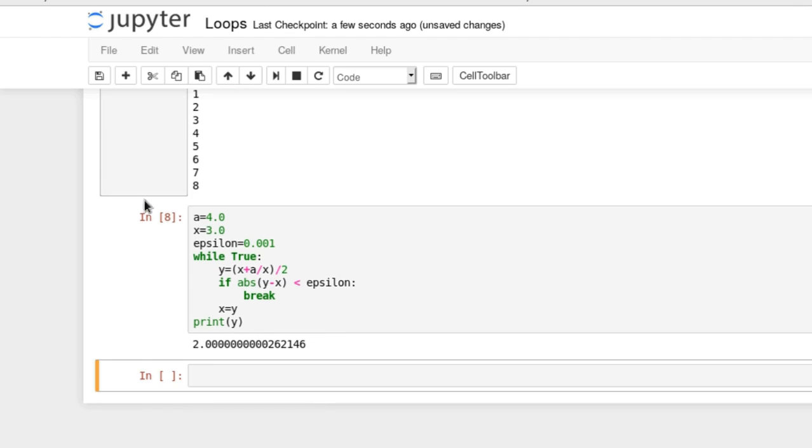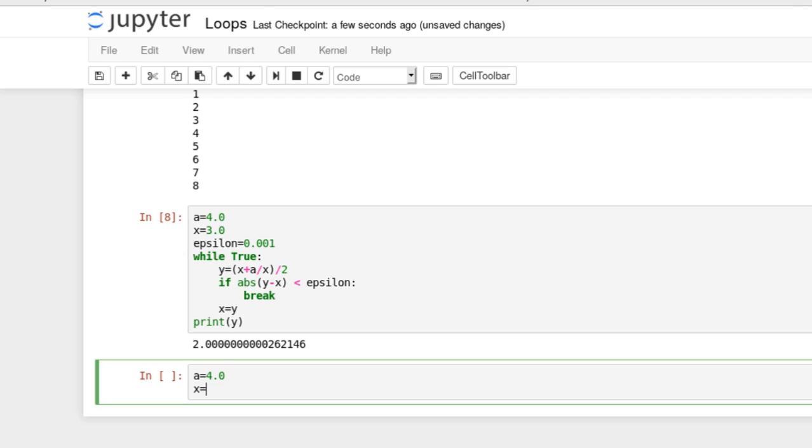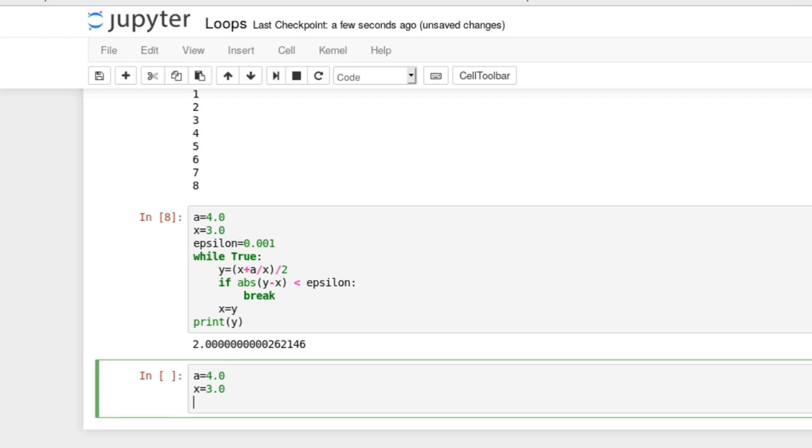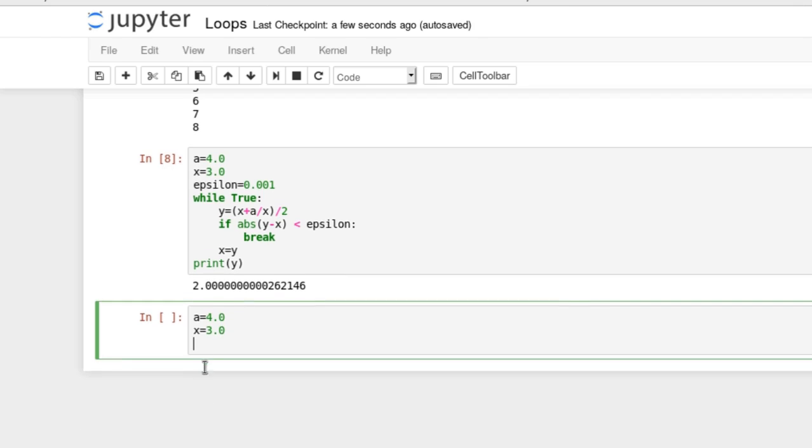So, next we will see how to write something like this using a for loop. Again, a equal to 4, x equal to 3, which is our estimate. Assume that, instead of breaking from this loop, you need to run this for some 10, 100 or 1000 steps and exit. So, in that case you can write for i in range 0 to maybe 100. This will be executed 100 times starting from 0.